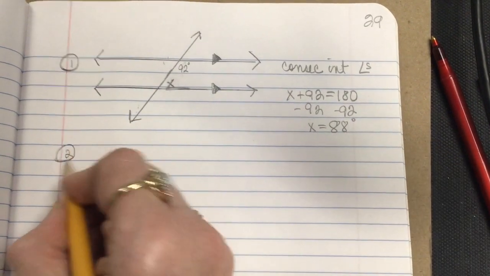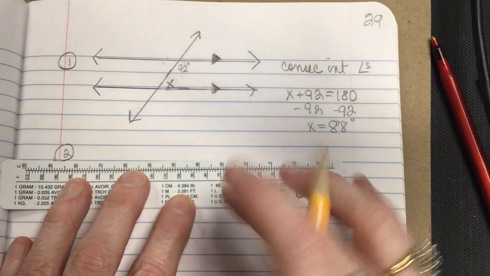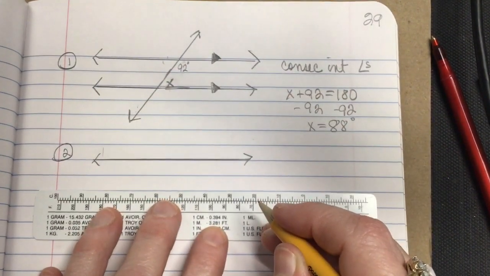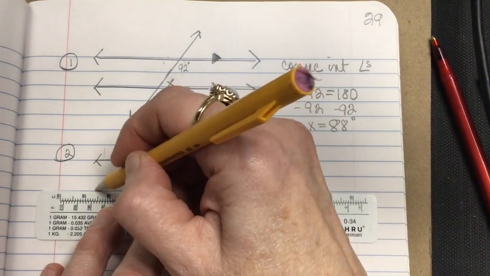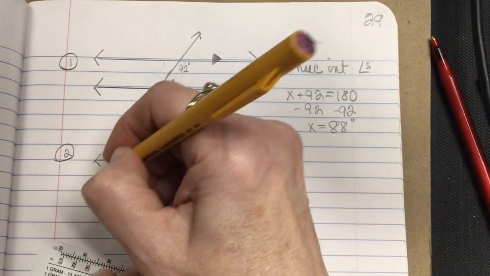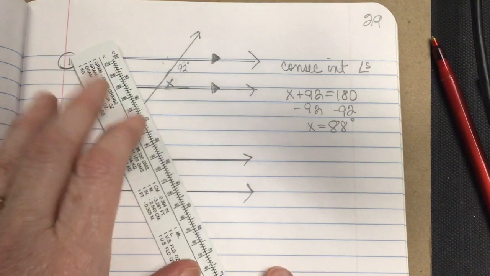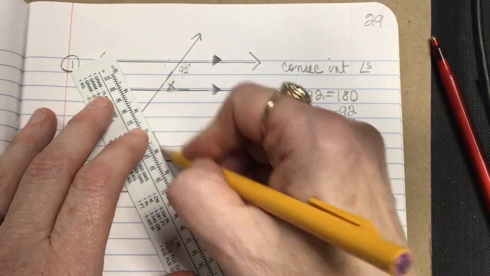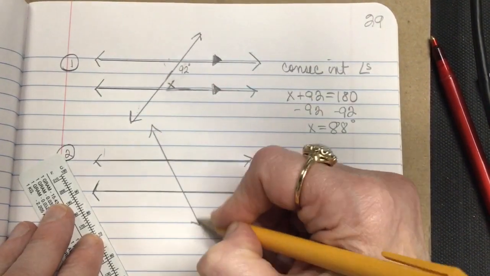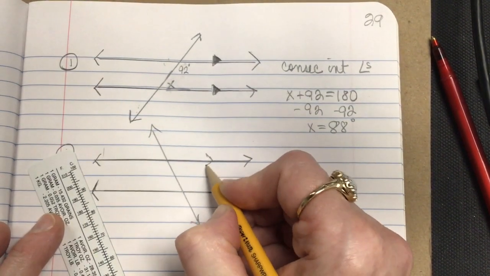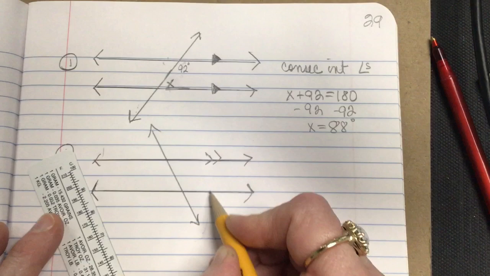Number 2. Let's draw another one. And while I'm drawing, I'm going to talk to you. I'm going to do my transversal this way this time. And I don't necessarily draw them to scale. I just kind of draw one. Now this time I'm going to mark mine with 2 arrows. And sometimes I fill them in like that. And sometimes I just do them like this.